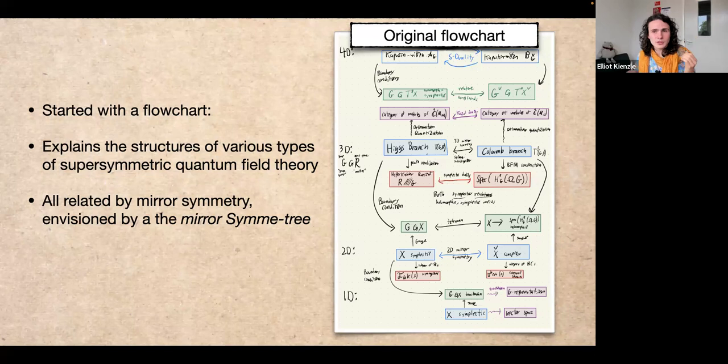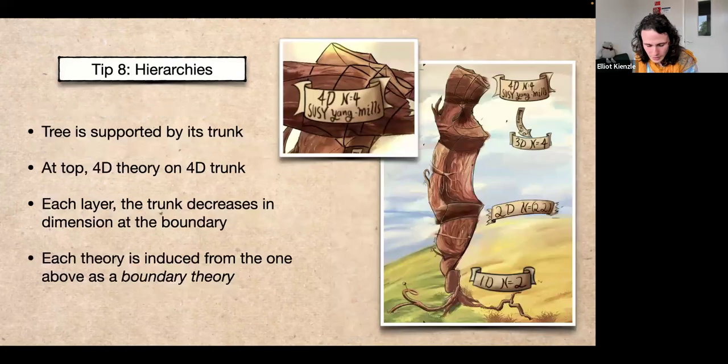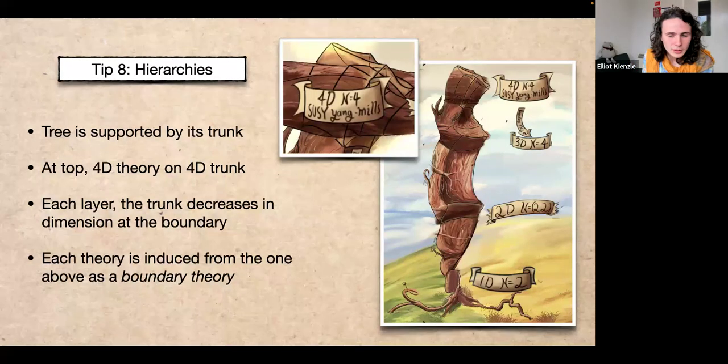Now, all of these field theories are related by a process called mirror symmetry. And in this flowchart here, that's exactly this vertical line. Everything on the left has a mirror thing on the right. So the way I envision this is with this grand mirror symmetry. Tip number 5, use some puns. So let me show you this underlying structure.